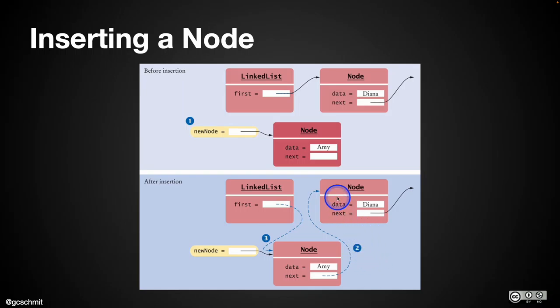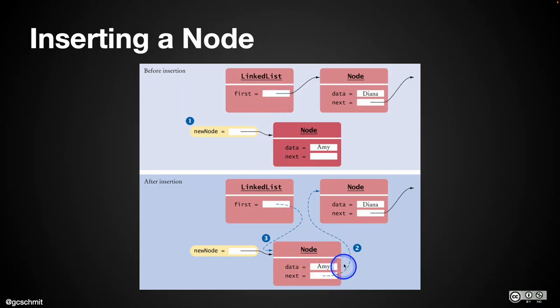So the order of operations here is really important. Well, the first one kind of makes sense. You have to make the new node first, but we then need to update in this new node the value of next to refer to the node that was the first node. Okay. We have to update this link first because the way we know which node is the first node is by the linked list's instance variable first.